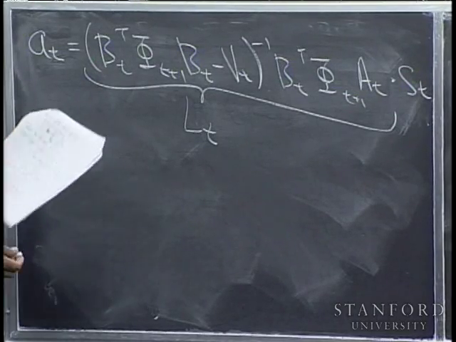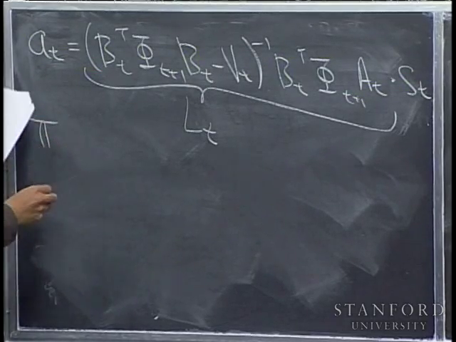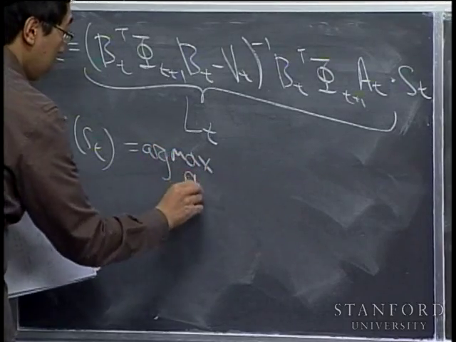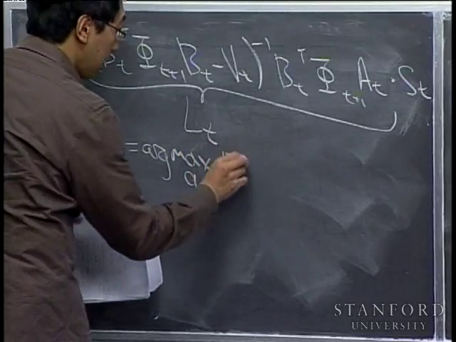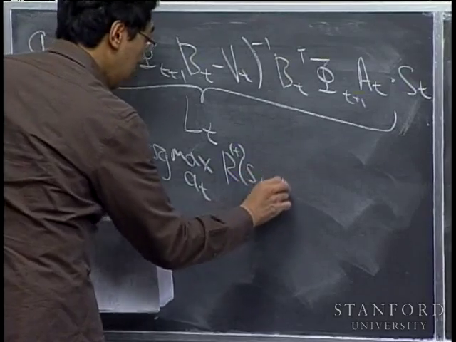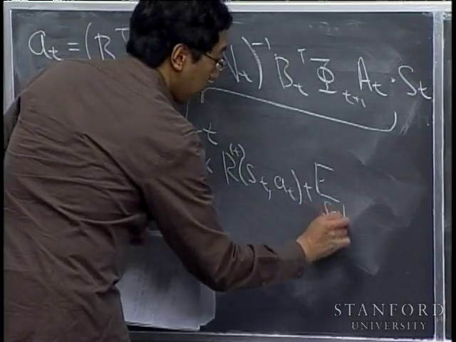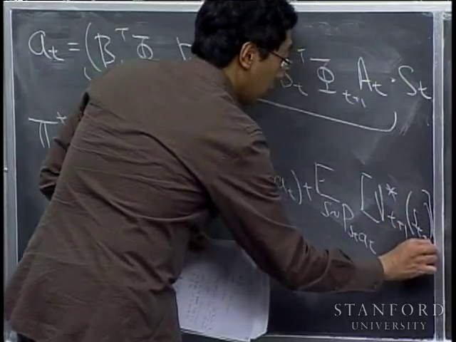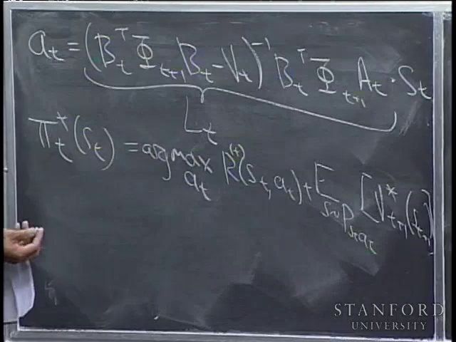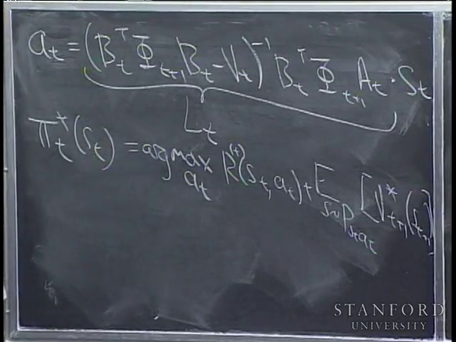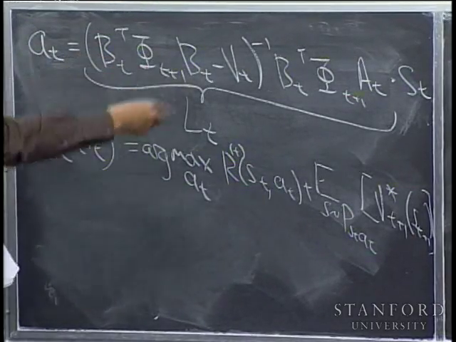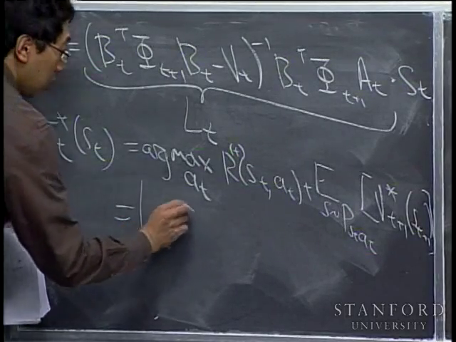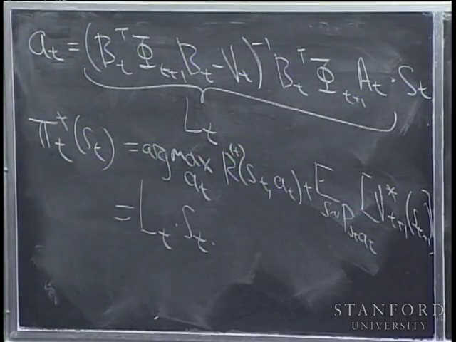Having done the dynamic programming, you remember that when we worked out the dynamic programming algorithm for finite horizon MDPs, we said the way you compute the optimal policy pi*_t(s_t) is always the argmax over actions a_t of the same thing: the reward R(s_t, a_t) plus the expected value of a state drawn from P_{s_t a_t} of V*_{t+1}(s_{t+1}). This thing on the right-hand side is always the same thing as the thing we maximized to do the dynamic programming backup. And I said this is the value of a_t that maximizes this. So the optimal action to take from a state s_t is actually equal to L_t times s_t.